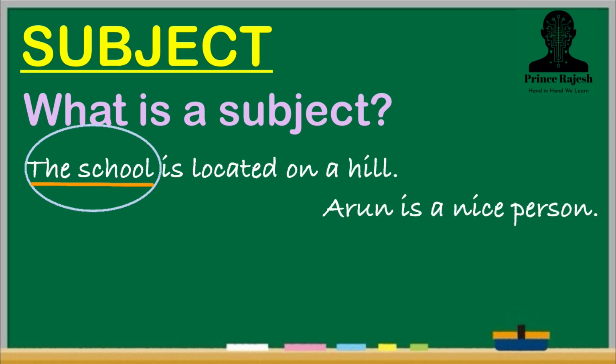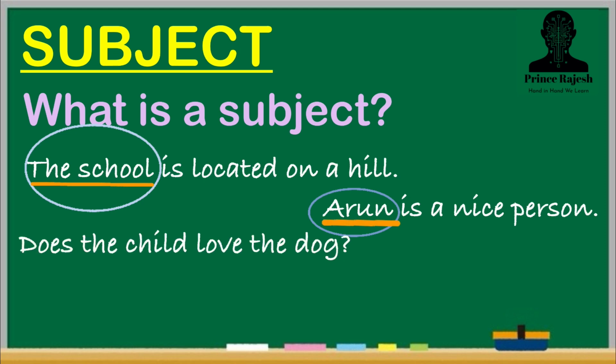Arun is a nice person. Here we must think about whom the sentence is telling something. This sentence is telling something about Arun. So Arun is the subject in this sentence. Does the child love the dog? About whom is the sentence telling something? The sentence is telling something about the child. So the child is the subject in this sentence.